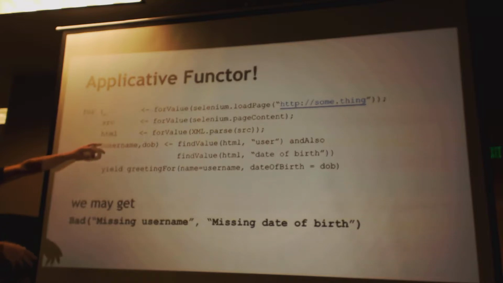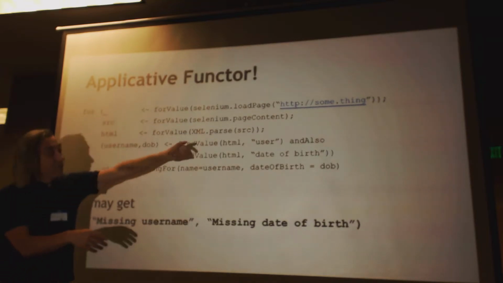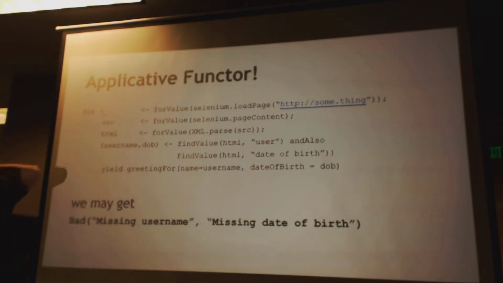If we miss something, like if either of them misses, so we have a bad. If both are missing, so we'll have a sequence of errors, a list of errors. It could be a set, sequence, whatever. It depends on what we want.